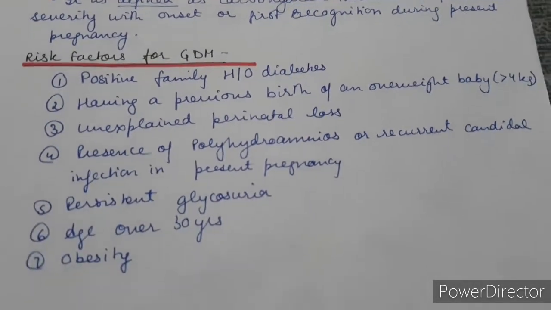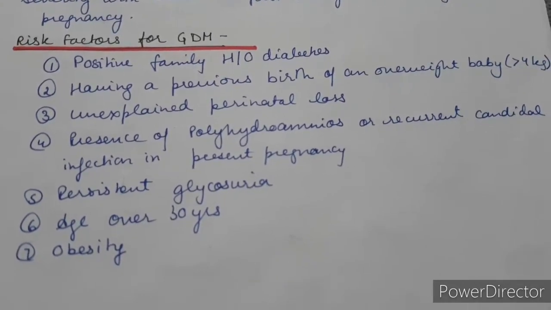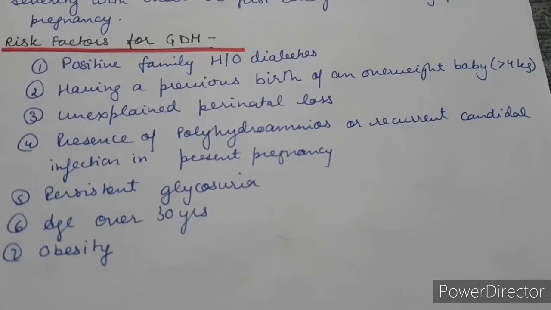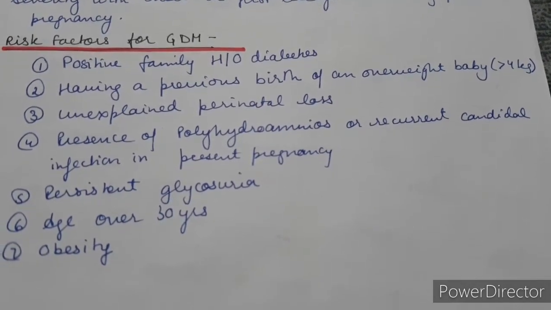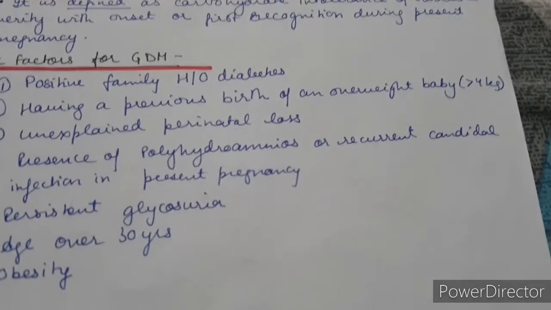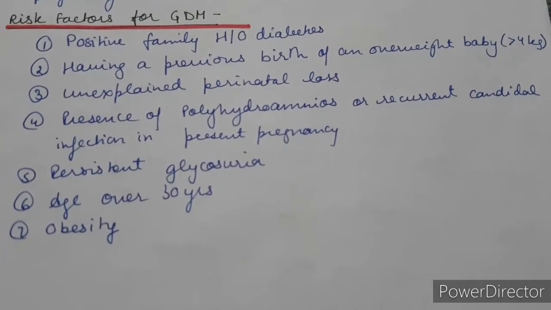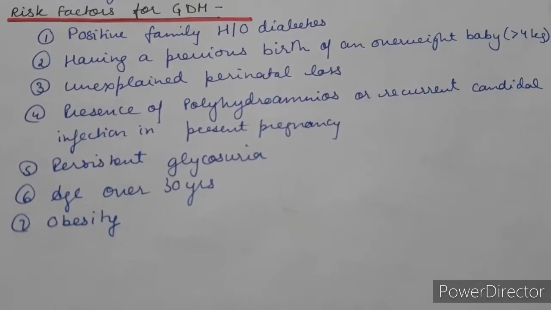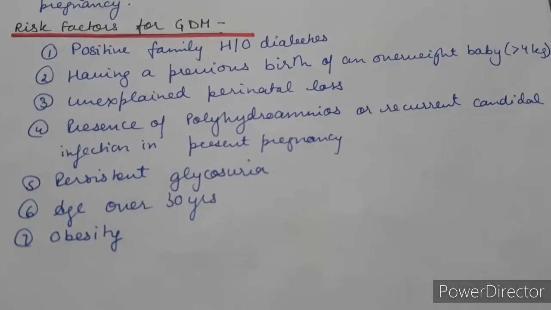Okay. Now what are the risk factors of GDM? Positive family history of diabetes, ठीक है, having a previous birth of an overweight baby more than 4 kg, unexplained perinatal loss, presence of polyhydramnios or recurrent candidal infection in present pregnancy, then persistent glycosuria, age over 30 years and obesity. So these are very important risk factors for GDM.